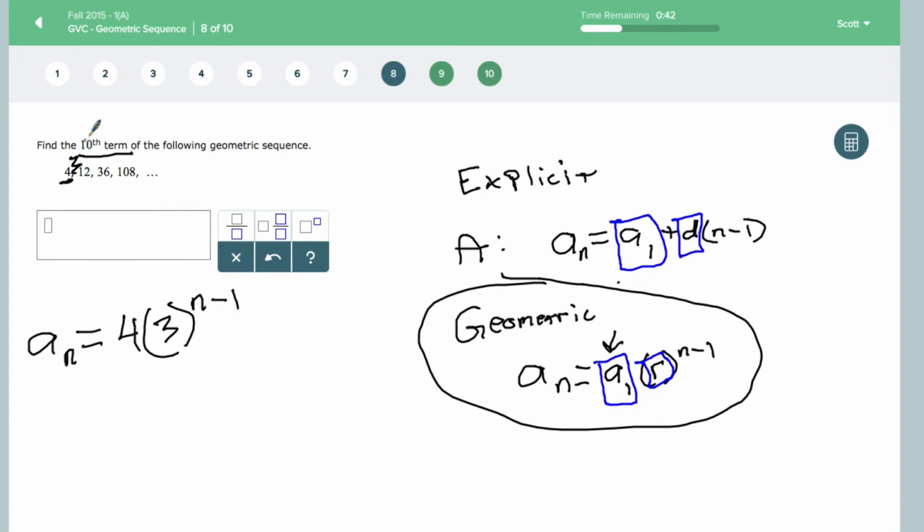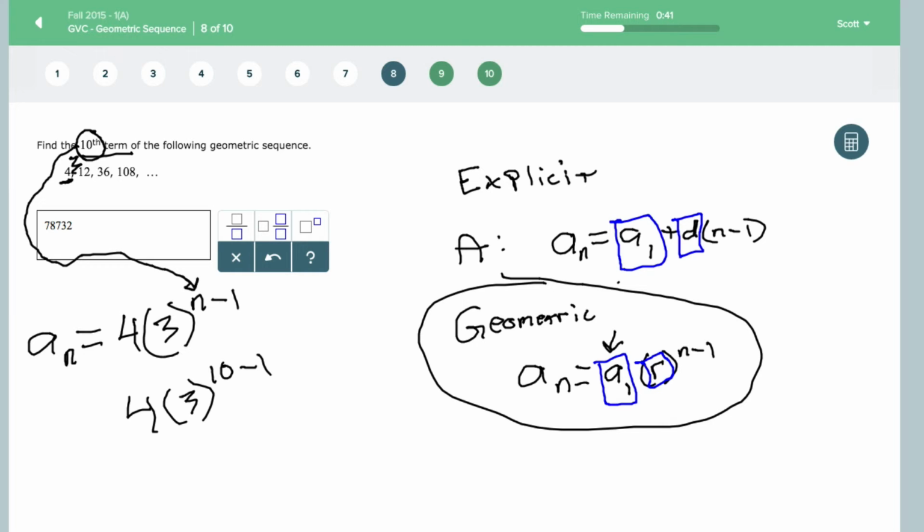Well, what is n? I'm looking for the 10th term. So that gets plugged in right there for n. And I'm left with 4 times 3, 10 minus 1. And I just type that whole thing into the calculator as I see it. So 4 parentheses 3 parentheses raised to the 10 minus 1, enter. And I see that the next term, or that term, is 78732, and that's the answer.